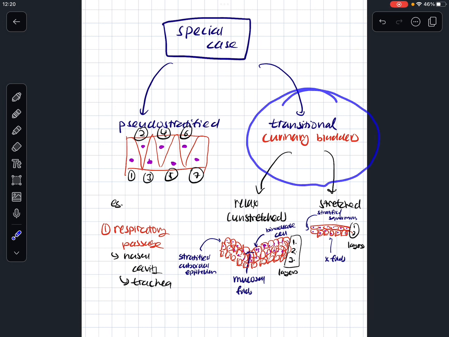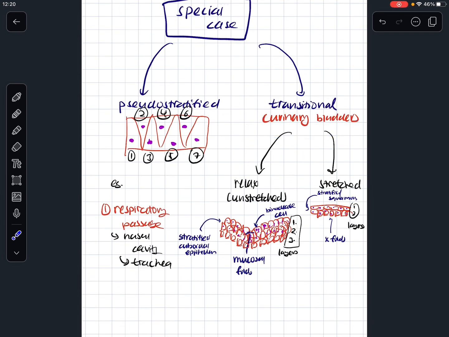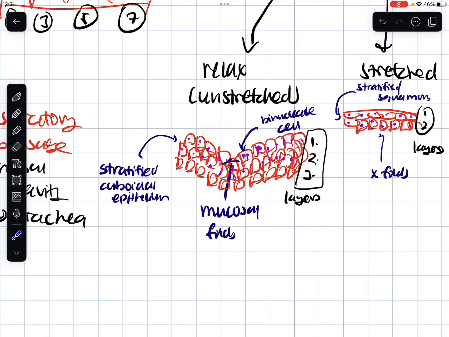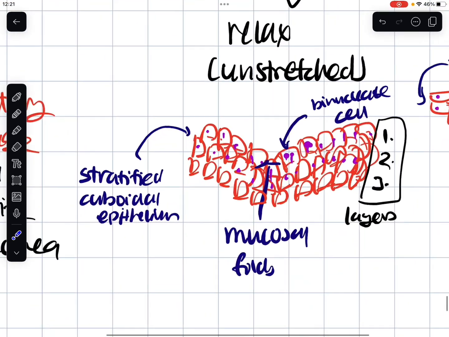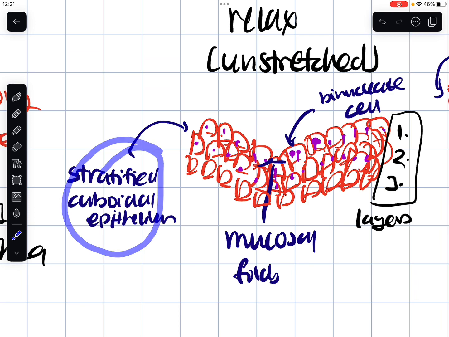Next would be transitional epithelium, which you can find in the urinary bladder, and there are two states. That's why it's called transitional. The relaxed or unstretched state can transition into the stretched state, and the stretched state can transition into the unstretched state. In the unstretched state, you can see here there are multiple layers, a lot of layers actually, and because of the number of layers, it forms mucosal folds. There's also a binucleate cell. If you zoom in, there are two nuclei in one cell, as well as stratified cuboidal epithelium.